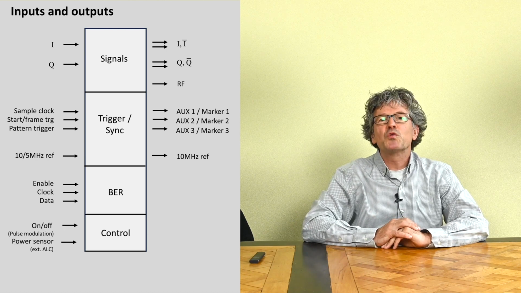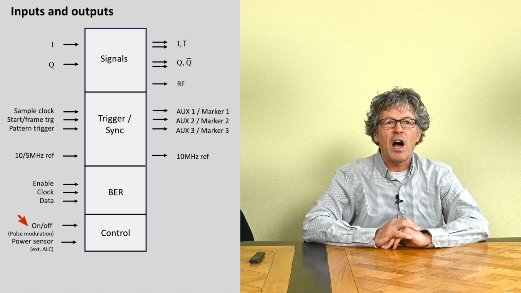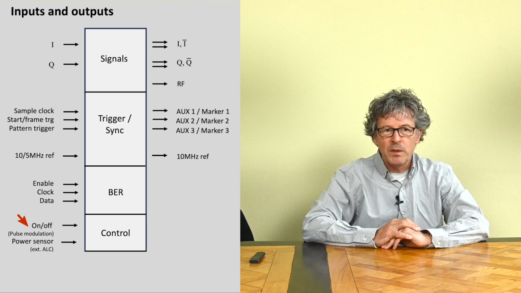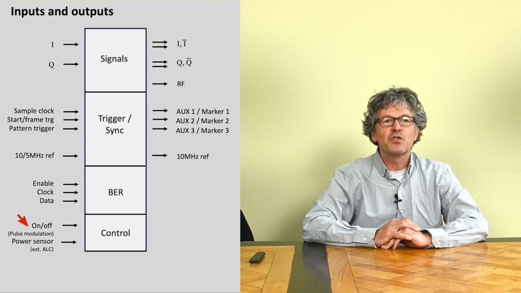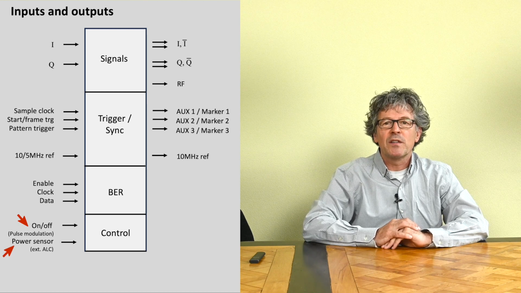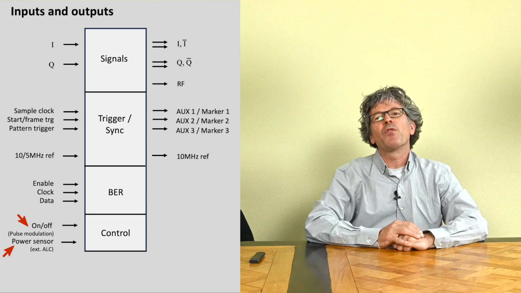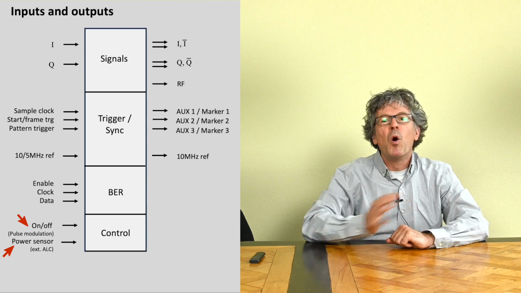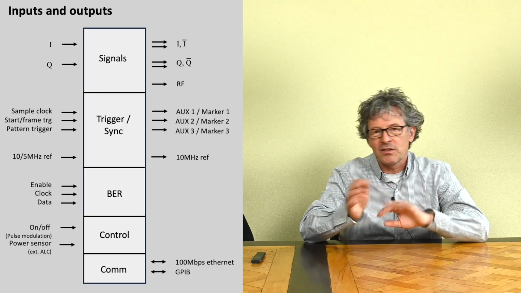We have a couple of control inputs related to the RF signal. So we can turn it on and off externally, and we can connect an external power sensor if we want the automatic leveling in the device to be even more precise, measured at a particular point instead of at the output connector of the device itself. This is the internal circuitry to ensure that the output level actually meets the setting that you have tried to set yourself.